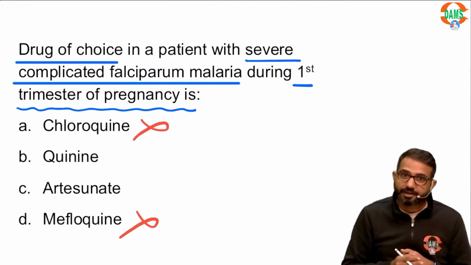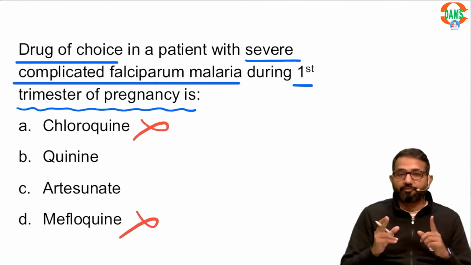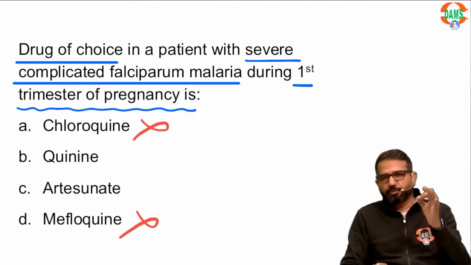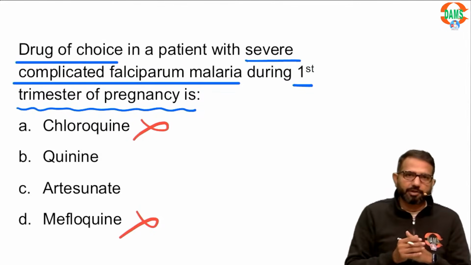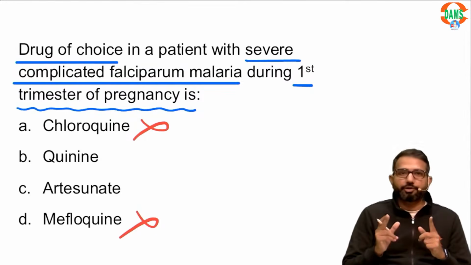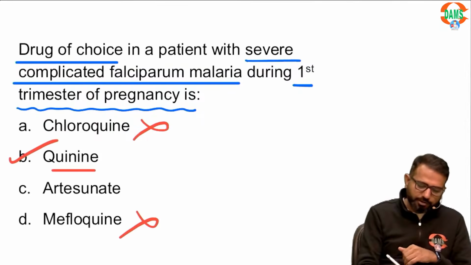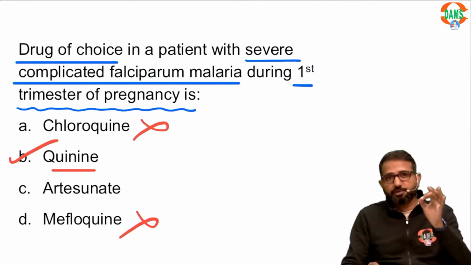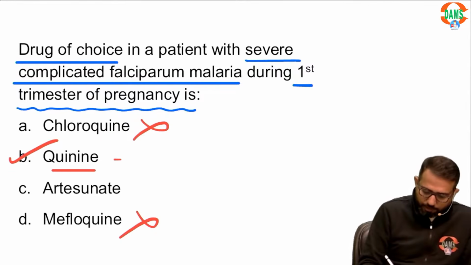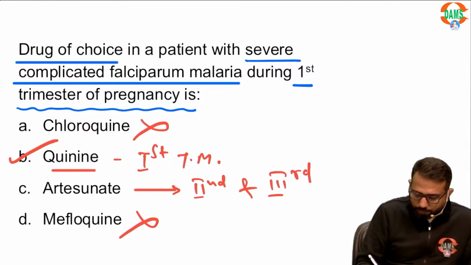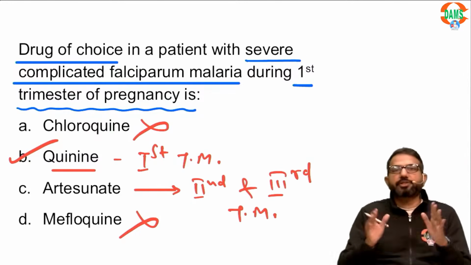So you have to see the pregnancy and the first trimester of pregnancy, because artesunate can be used during pregnancy. In the second and third trimester it can be given. In the first trimester we should avoid it. What is the best drug for complicated malaria in the first trimester? That is quinine. In the first trimester it is quinine, but if second or third trimester it is artesunate. And remember guys, overall drug of choice is definitely artesunate.